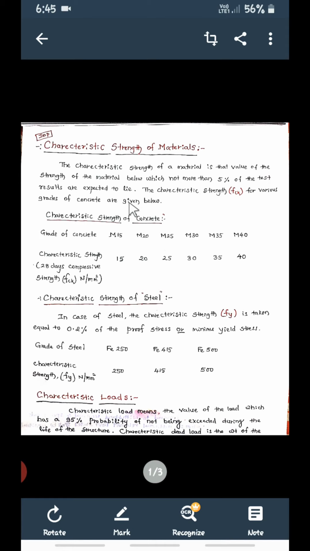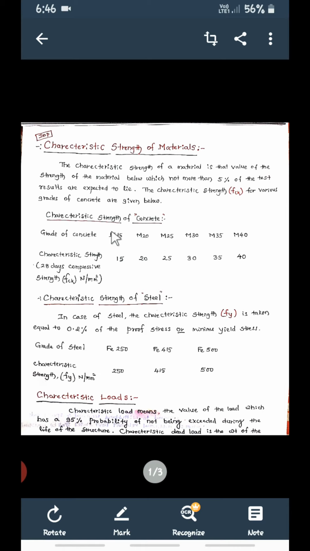So what do you mean by this? Suppose I prepared 100 cubes. Normally concrete cubes will be of size 150 mm by 150 mm by 150 mm, that is a cube. If I prepared 100 cubes like this, then after 28 days of curing, I test the compressive strength by applying the compressive load, then 95% or 95 numbers, 95 cubes will give strength more than what is designated.